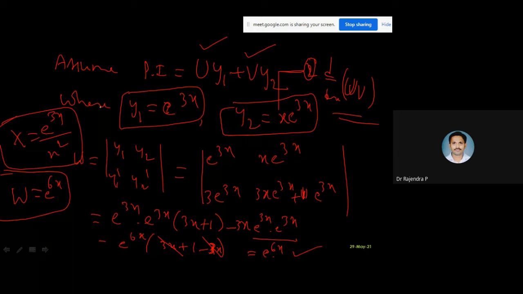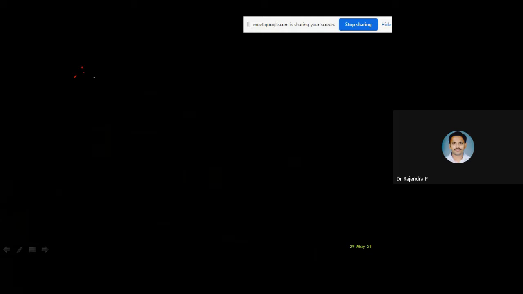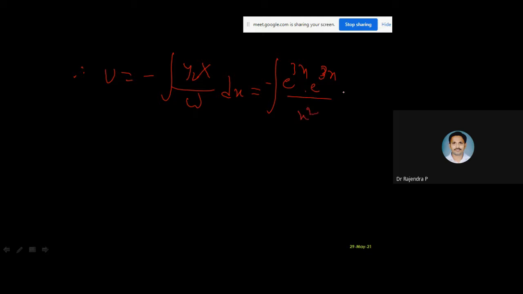To get u and v, we have some standard formulas. Those formulas: u is equal to minus integral y2 capital X by W dx. So I'm going to use the same thing. What is y2 here? E power 3x. What is capital X here? X is e power 3x by x square, dx. Correct? Minus log x, sir.